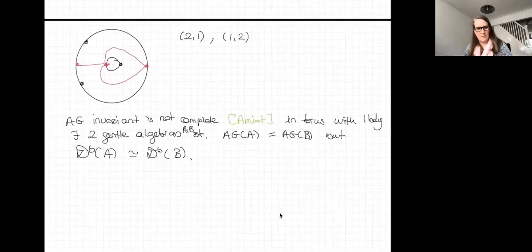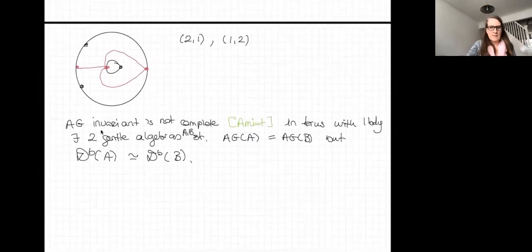Okay, so this is what the Ag invariant tells us. One second, please.